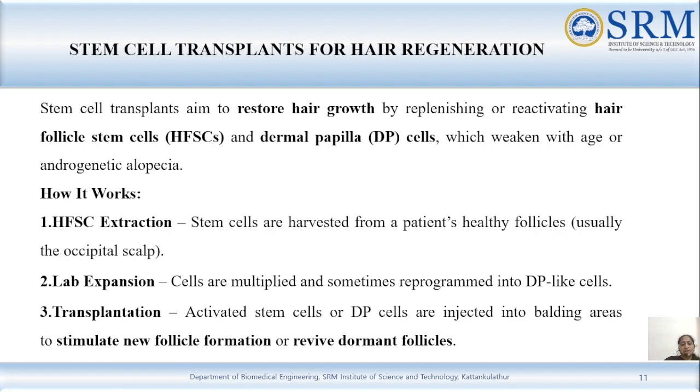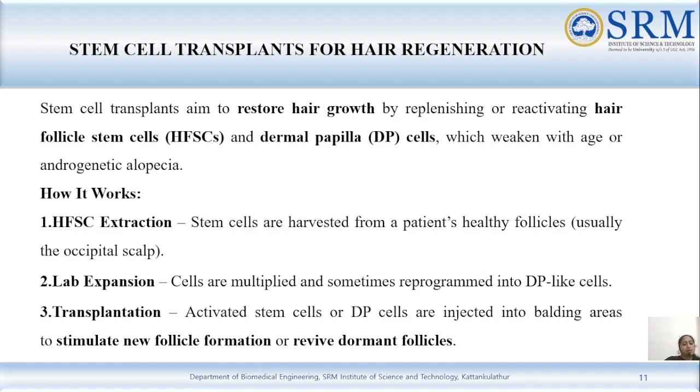The first step is to extract the hair follicle stem cells. In this case, the stem cells are harvested from the patient's healthy follicles, generally taken from the occipital scalp. Once these stem cells are extracted, they can be reimplanted into the regions where the hair is thinning or balding is experienced. In those regions, these stem cells can be implanted back after expansion.